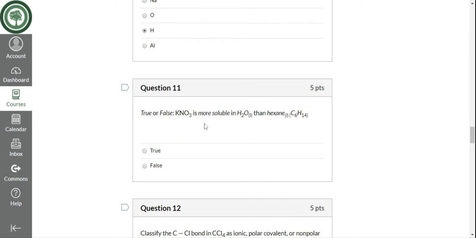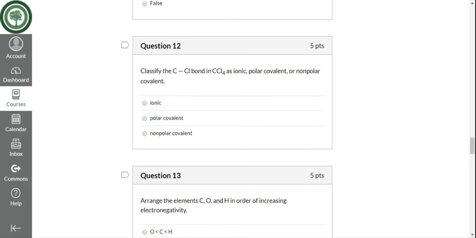Next, potassium nitrate is more soluble in water than in hexane. So we know that water, a universal solvent, is good at dissolving things that are polar and ionic, because polar things are partially charged, and we know like dissolves like. So yes, this is true. Hexane, by the formula, when you see it's only carbon and hydrogen, you should know it's nonpolar, and nonpolar things will only dissolve other nonpolar things. But since polar is on the way to ionic, ionic is electrons completely transferred, polar is partially transferred. Again, they do interact favorably.